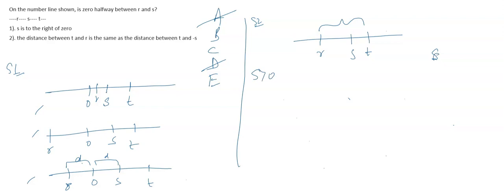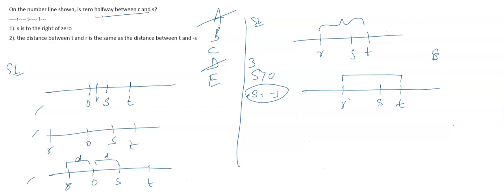S is positive. So if S is positive, then minus S will obviously be negative, right? If S is say 3, minus S would be minus 3, right? So it's negative. So when I'm drawing the number line, think in this way. S is positive, T is here, R is here, and I need to make the distance of T and R the same as T and minus S. Now, what did we need to find out? We need to find out whether R and S are equidistant or not.